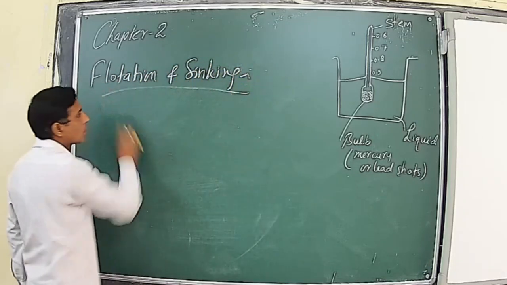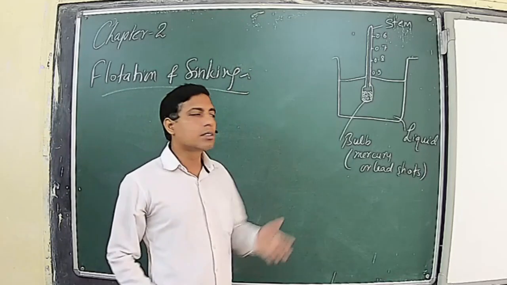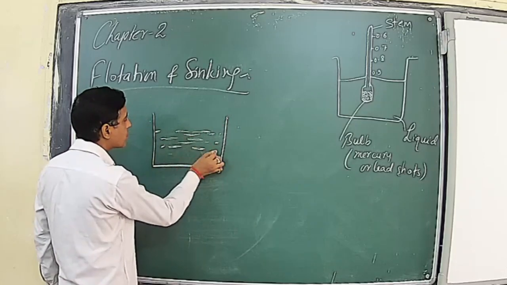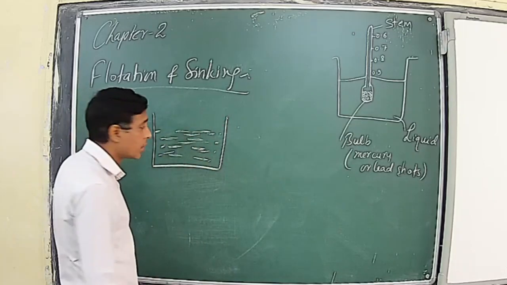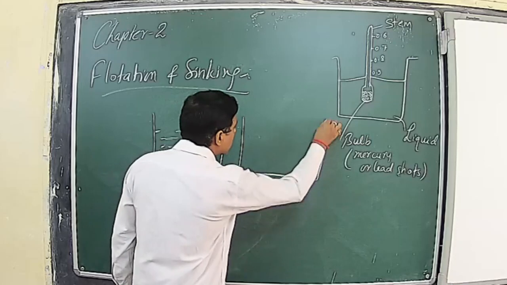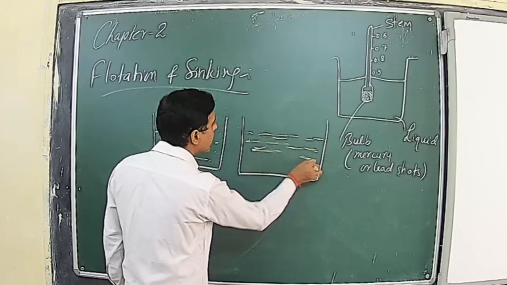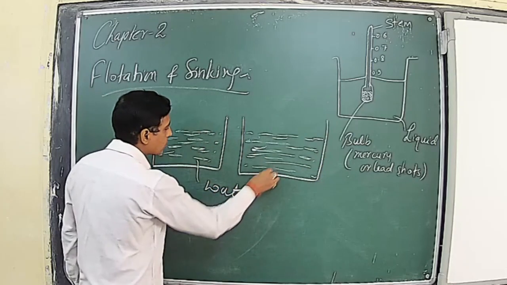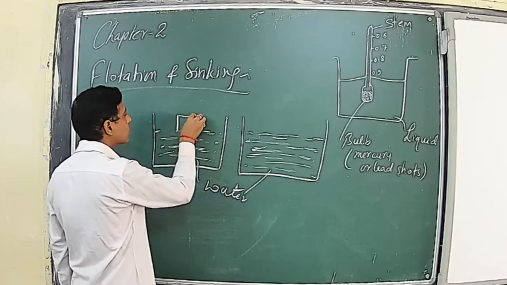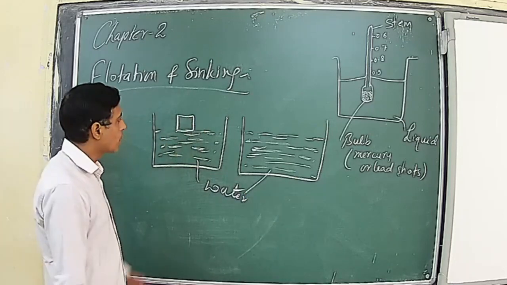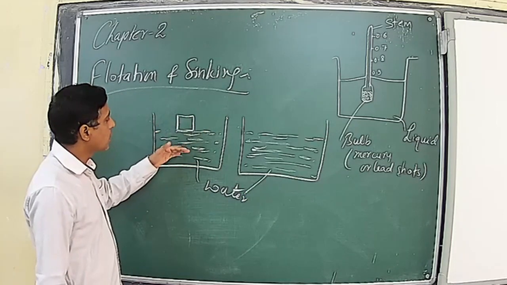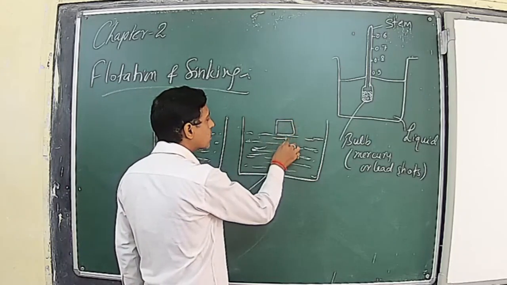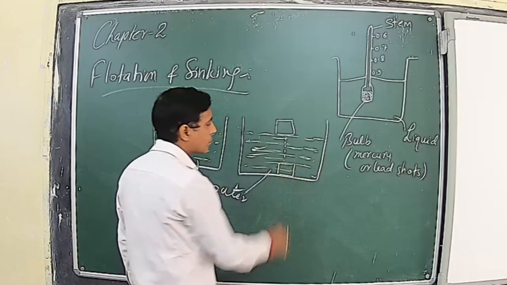Now, what is flotation and sinking? When we insert anything in a liquid, what are the two possibilities? We have seen that. Suppose two vessels are filled with two similar types of liquids, say water. Now, when you insert two objects in this liquid, the possibility is what you will see: either it is lying on the surface of the liquid, or on inserting it, it sinks up to the bottom.